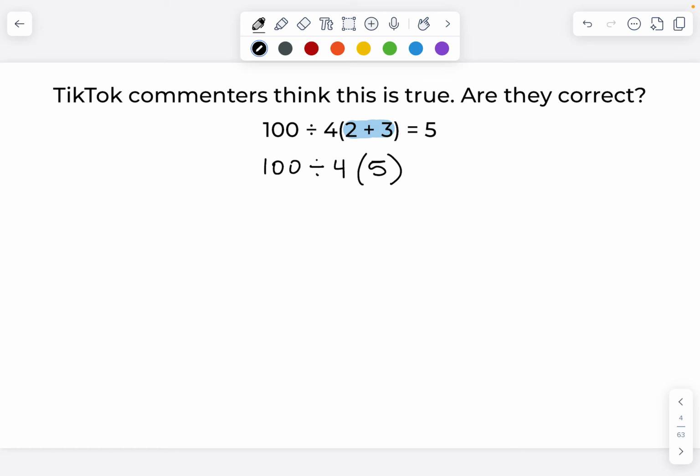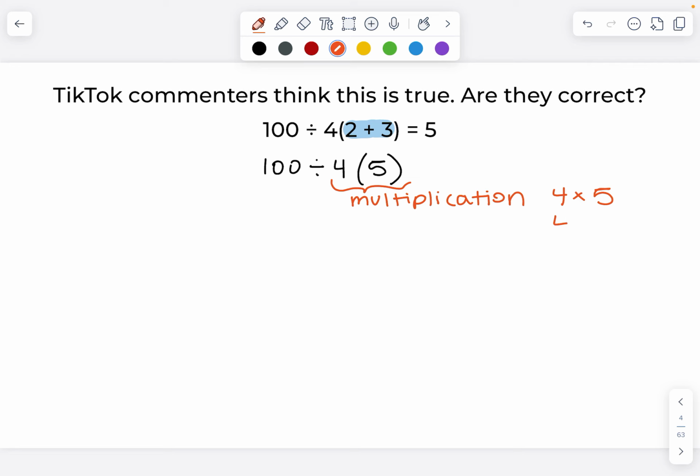Now, when I look at this, I have to decide what comes next, okay? And one misconception people have is they might want to do this. Let me highlight that a little better. They might want to do this right here and simplify here because they see parentheses. But actually, that operation is not parentheses. This is another way of writing multiplication. This is the same thing as saying 4 times 5, okay?